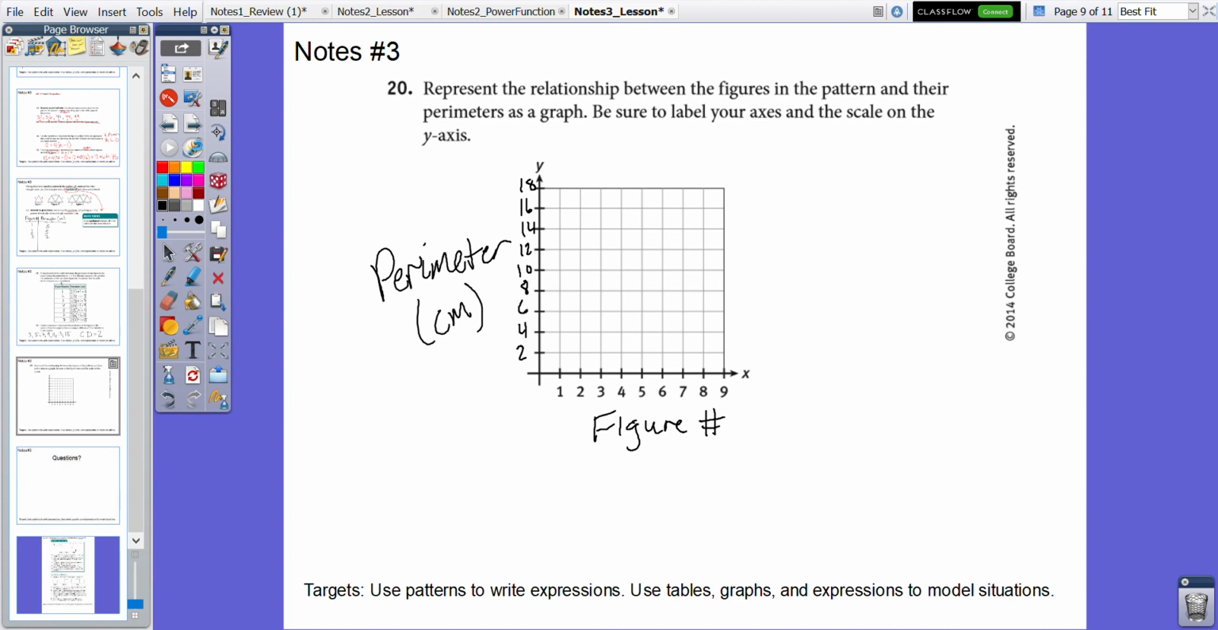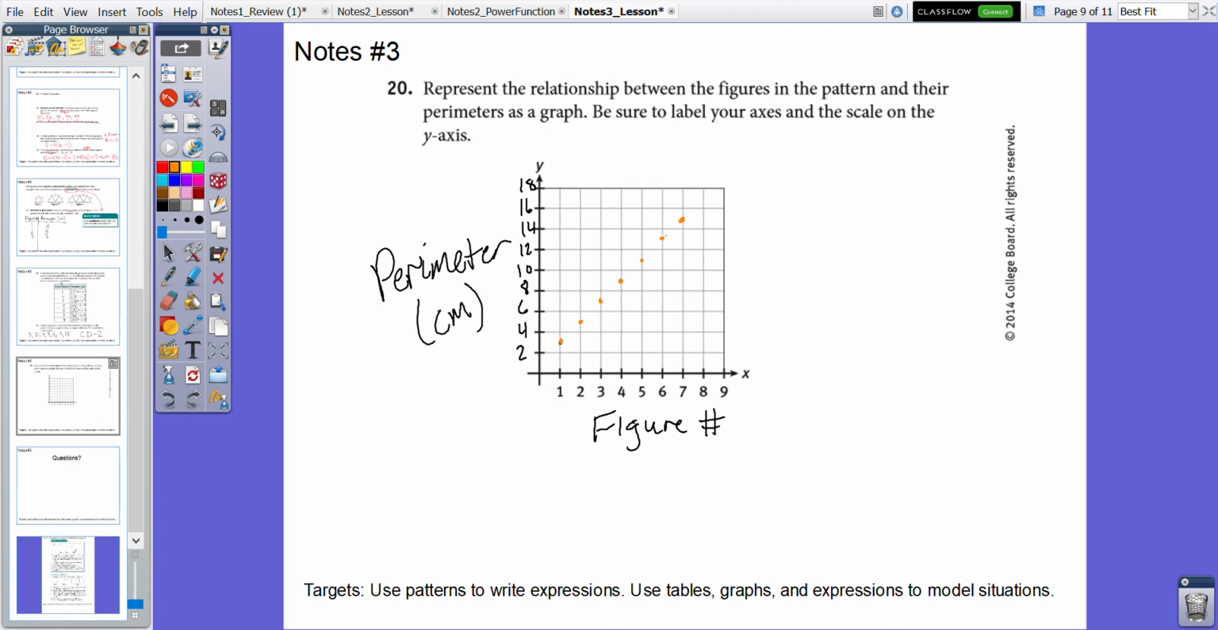All right, so we graph this looking at our table. So 1 and 3 is our first one. I'm going to use orange here. 2 and 5, right between 6 and 4. 3 and 7, right between 6 and 8. 4 and 9. 5 and 11. 6 and 13. And then 7 and 15.